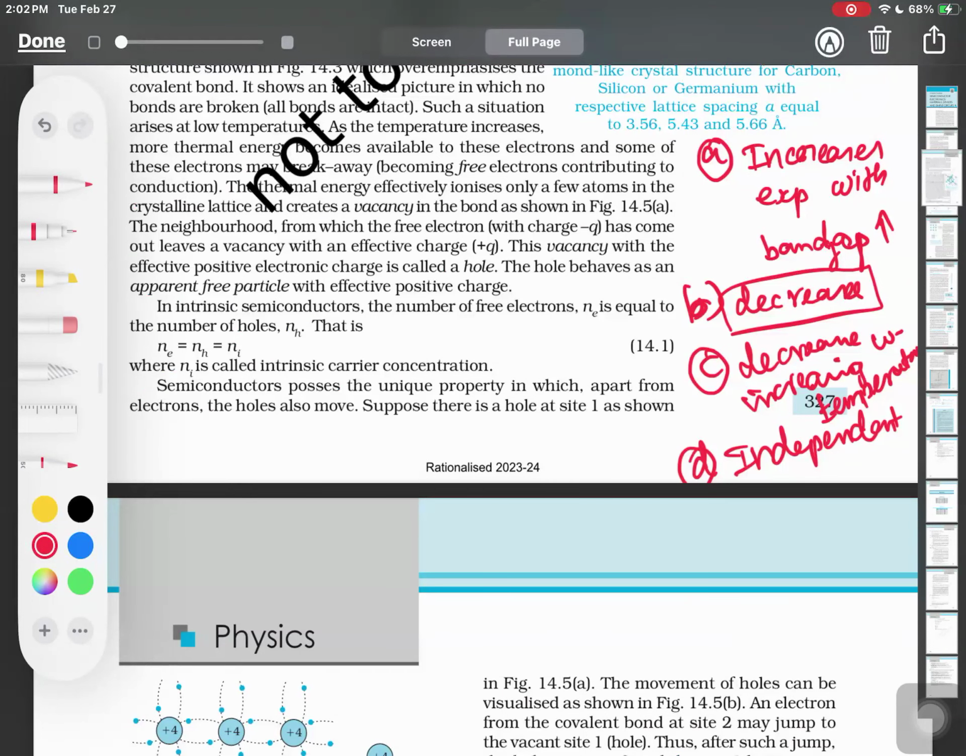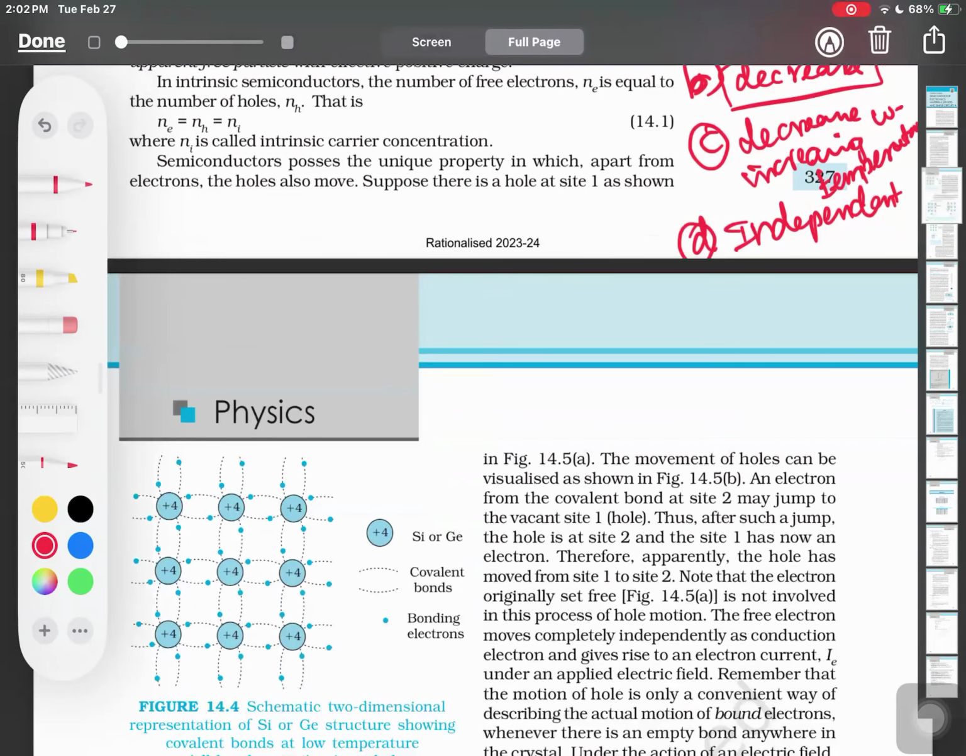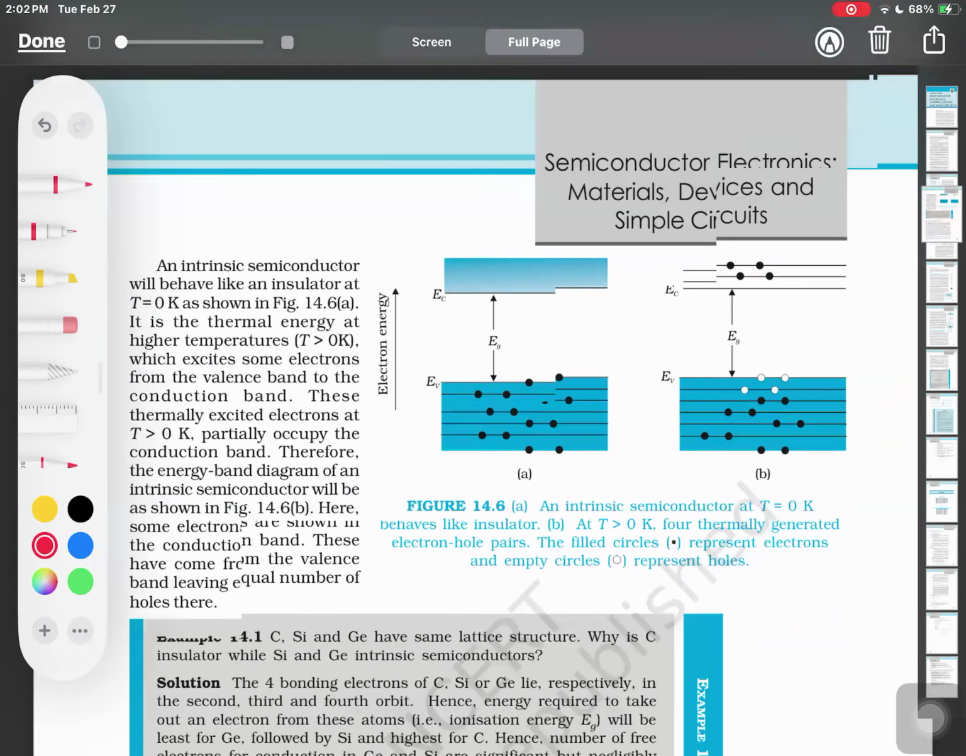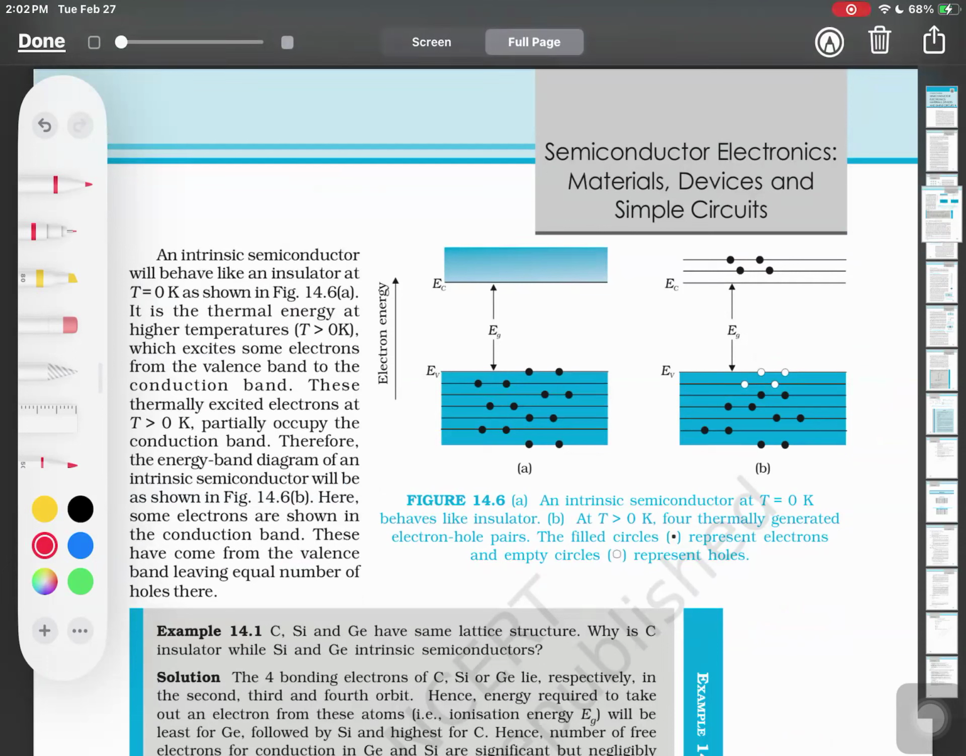Okay, that means the probability of jumping an electron from the valence band to the conduction band, from this to here, definitely decreases when the band gap Eg increases, right? So it decreases exponentially with the increasing band gap, definitely. The other options are not valid. Exactly. Okay, so keep in your mind, you might be asked like this.